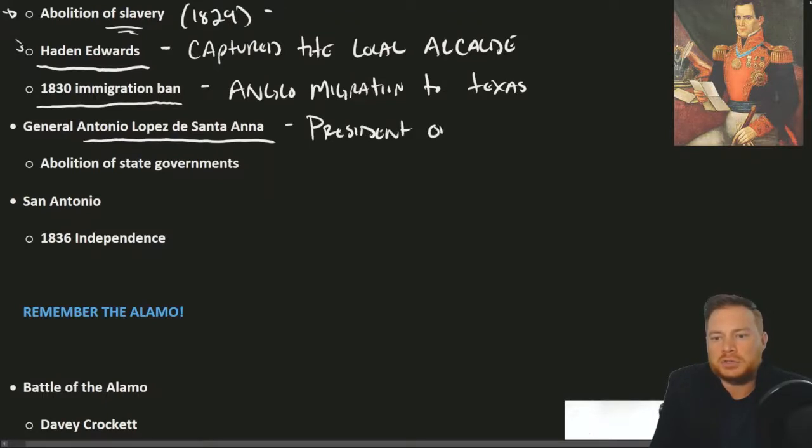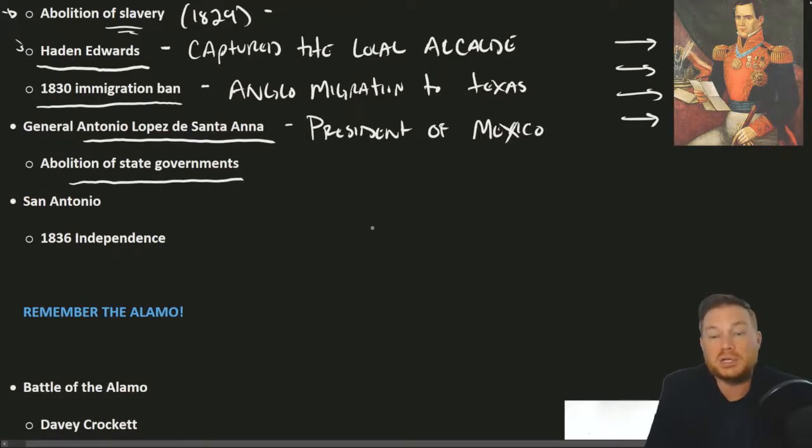And in doing so, initially anyways, appeased many of the demands that the Anglos had in Texas. However, not shortly afterwards, he ended up abolishing all state governments, including the state government there in Texas, where many Anglos lived. We can call him essentially the president of Mexico, president/military dictator, because that's essentially what he became. He just abolished pretty much all of the representative governments.